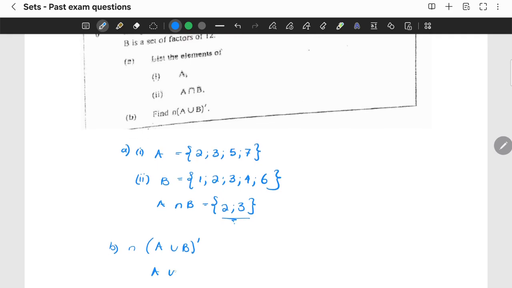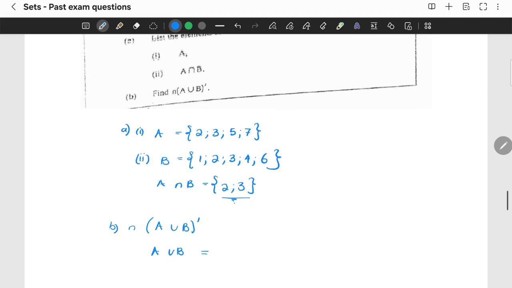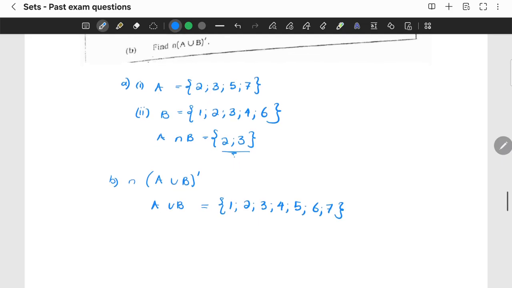So firstly, let's find what's in A union B. In A union B, we are looking for numbers that are in A or B. So 1 is one of them, 2, 3, 4, 5, 6, and 7. So what other number is in the universal set that's not included in here would then be in A union B complement. So those numbers are 0, 8, and 9, such that the number of elements in A union B complement is 3.